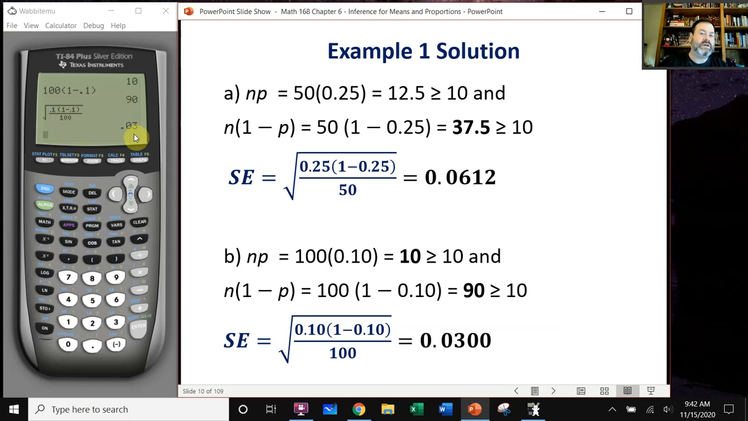Not everybody has a TI-84. If you have a different calculator, then in some of the examples later in these notes, I do include the intermediate steps. You really don't have to. Just show me what you're typing in, and then you can just write the answer down. That's totally fine.